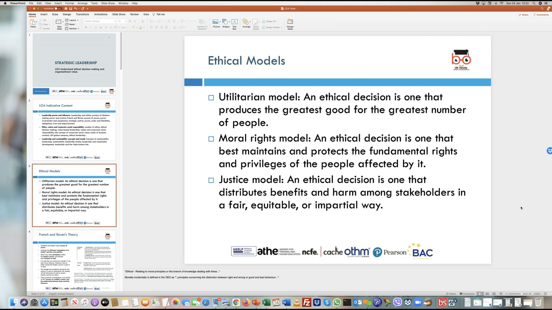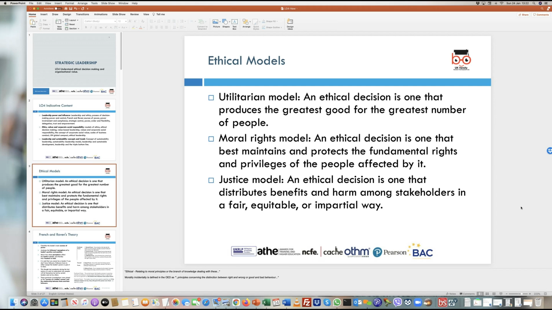So the first approach is the utilitarian model. The second approach is the moral rights model, and the third is the justice model. Now, these three approaches are basically applied when we look at the concept of CSR, or corporate social responsibility, within the organization. All these three approaches or models are quite different.